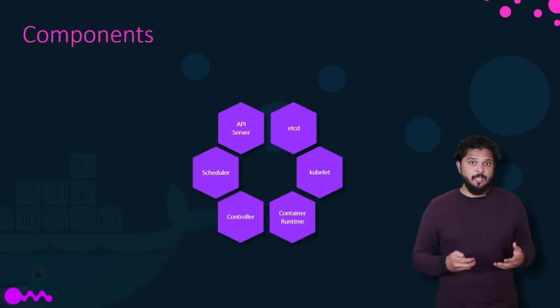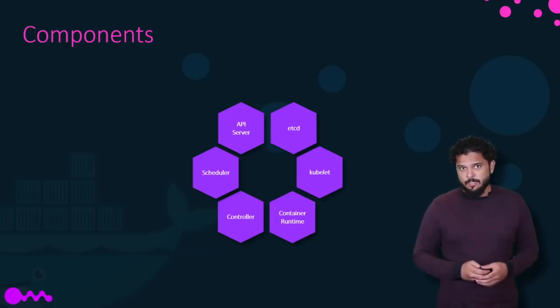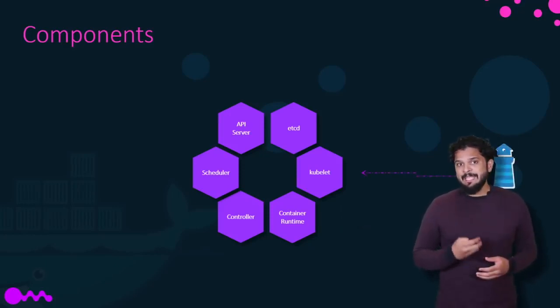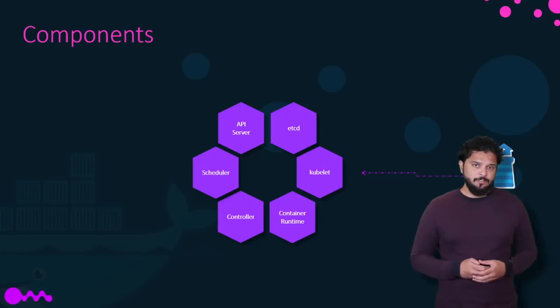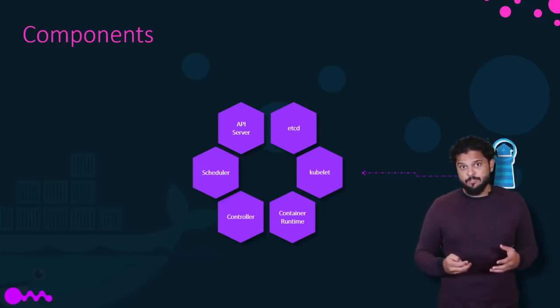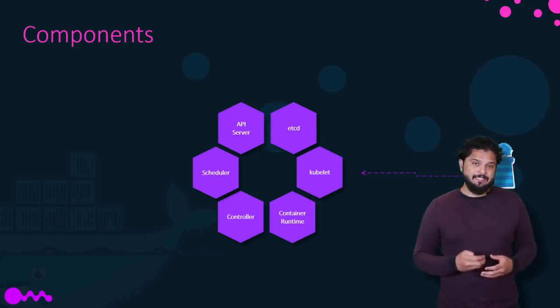The container runtime is the underlying software that is used to run containers. In our case, it happens to be Docker. And finally, kubelet is the agent that runs on each node in the cluster. The agent is responsible for making sure that the containers are running on the nodes as expected.